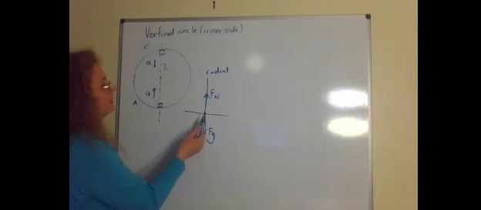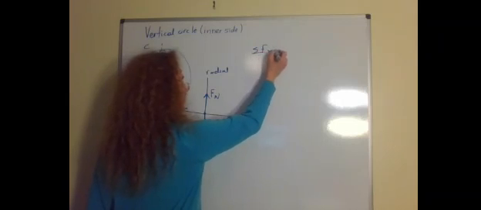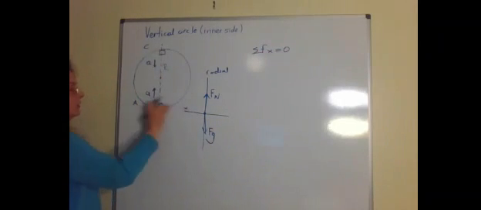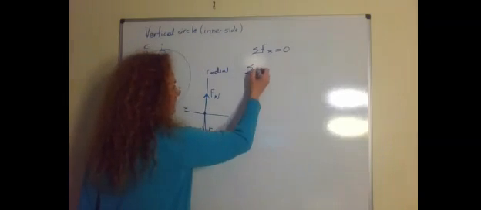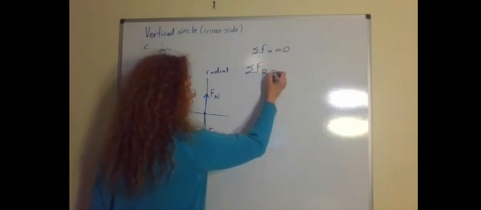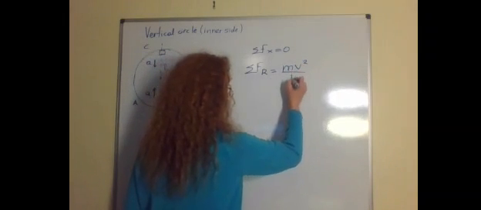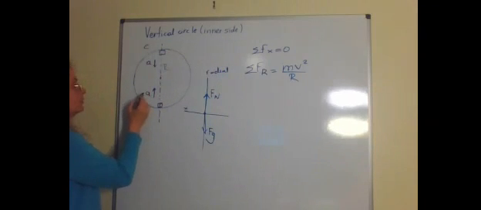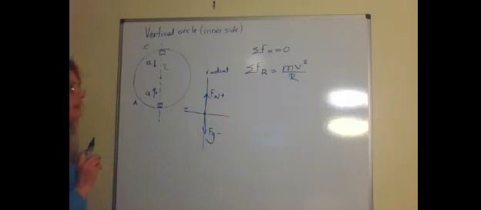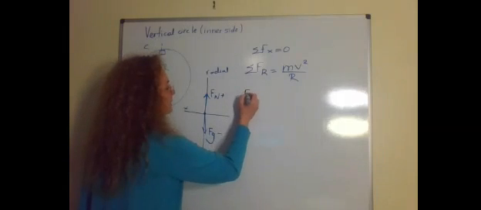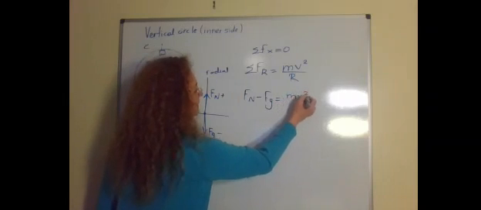So let's call this the x-axis. Again, the sum of forces on the x-axis is 0. We consider no friction or anything else. The sum of forces on the radial axis creates the centripetal force. Now, if I consider this direction to be positive, this will be negative now. So the normal force minus the force due to gravity should create the centripetal force.